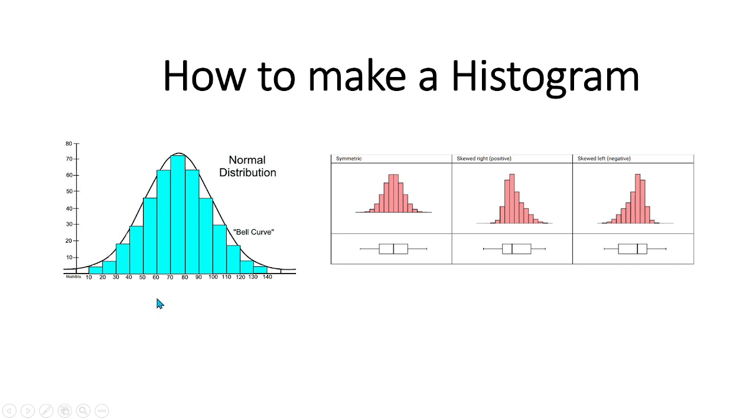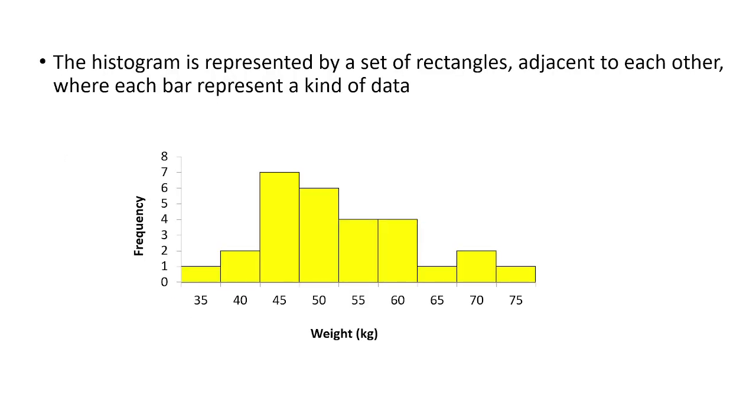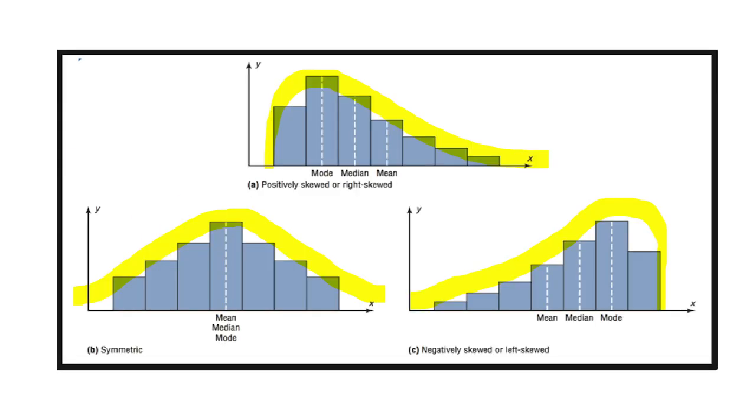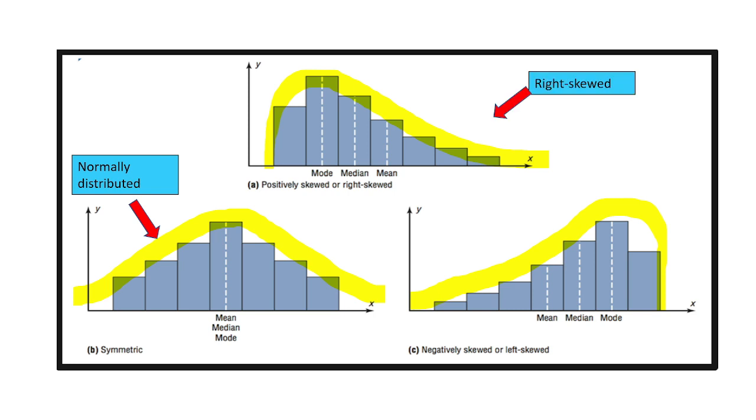The histogram is represented by a set of adjacent rectangles, where each bar represents a kind of data. For example, this histogram presents the frequency distribution of the weight in kilograms of the students. Here we can see that 7 students weigh between 41 and 45 kilograms, while only one weighs between 71 and 75 kilograms.